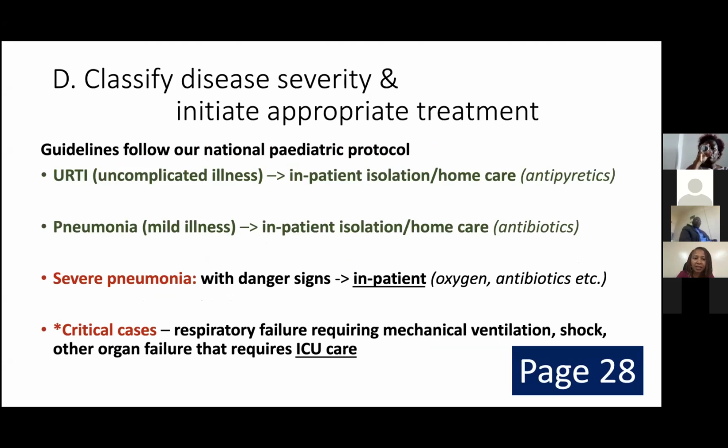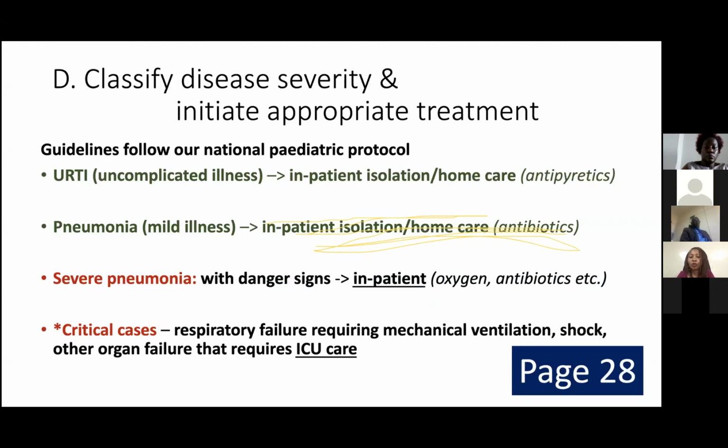Then we need to classify this patient in terms of their disease severity so that we can initiate appropriate treatment. And really, these guidelines follow our national pediatric guidelines, our protocol. Children who have uncomplicated illness or mild disease, so upper respiratory tract infection and pneumonia, and they are suspected: inpatient isolation is considered, and commencing antipyretics, and if they have pneumonia, antibiotics, as you await the results of the testing. For these patients, because our health system will become overwhelmed, we need to consider having them managed at home, but of course maintaining adequate precautions.